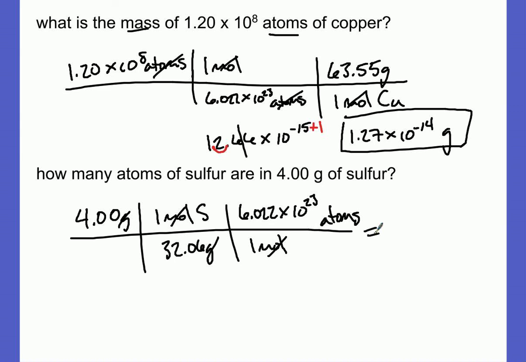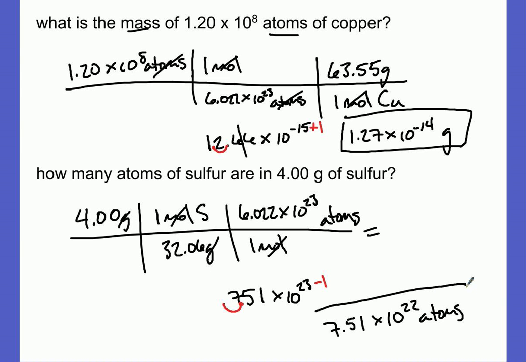Again, I need to multiply and divide. 4 times 6.022 divided by 32.06. And then get an answer here. It's 0.75134, so I'm going to call it just a 1 because I only need 3 sig figs. And then I'm going to take that times 10 to the 23rd again. Now I have to adjust this in a different direction. I need to move the decimal here. That means I should subtract this time. And I end up with an answer of 7.51 times 10 to the 22nd atoms.